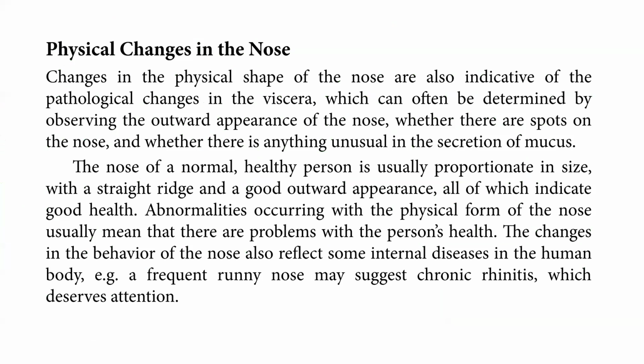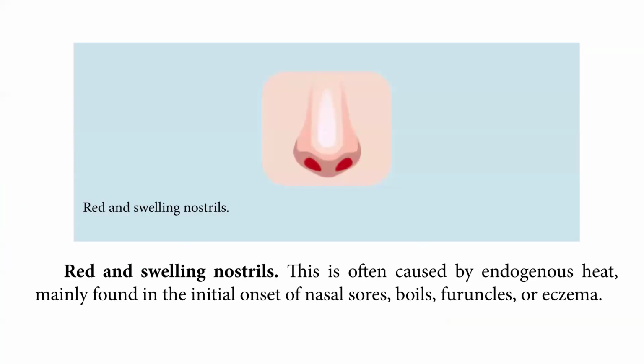The nose of a normal, healthy person is usually proportionate in size with a straight ridge and a good outward appearance, all of which indicate good health. Abnormalities occurring with the physical form of the nose usually mean that there are problems with the person's health. The changes in the behavior of the nose also reflect some internal diseases in the human body. For example, a frequent runny nose may suggest chronic rhinitis, which deserves attention.